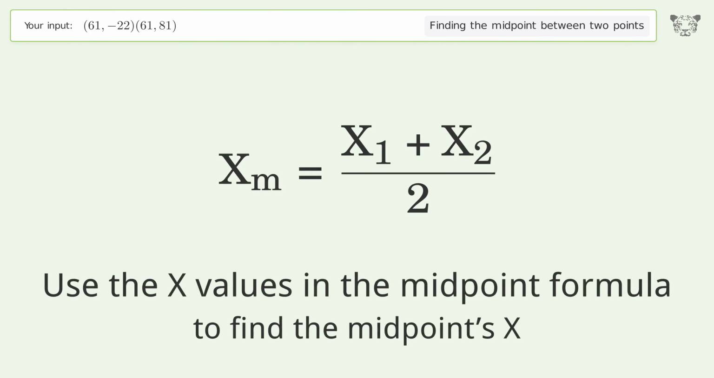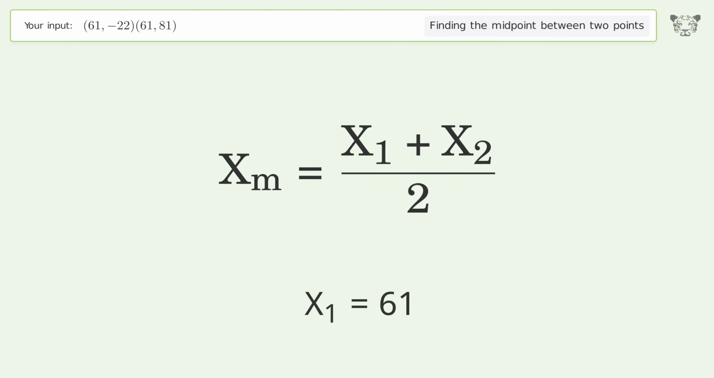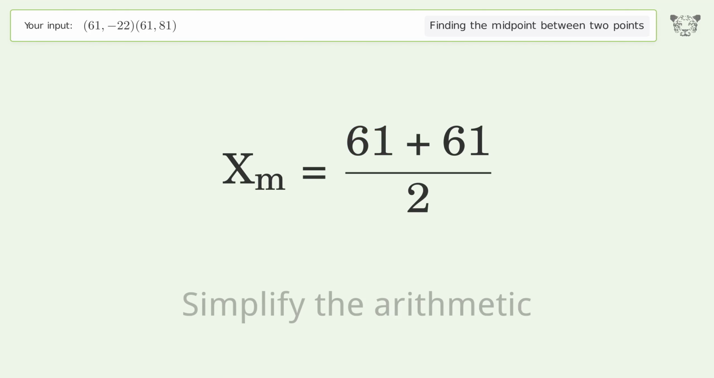Use the x values in the midpoint formula to find the midpoint's x. x1 equals 61. x2 equals 61. Simplify the arithmetic.